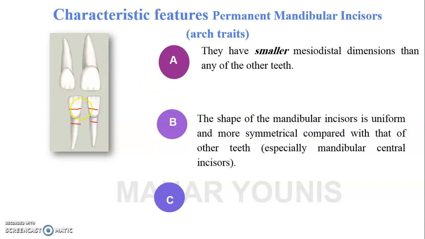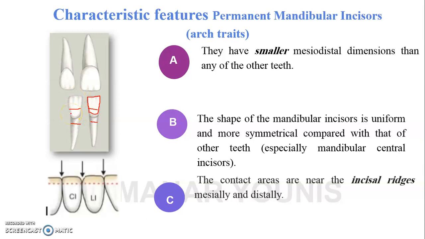Also, the shape of mandibular incisors is quite uniform and more symmetrical, as you can see in this figure, compared to other teeth. This mainly applies more to the mandibular central than to the lateral. Another feature is that their contact areas are usually located in the incisal third, very close to the incisal edges. And the mesial and distal contact areas of the mandibular central incisors are usually at the same level, facing each other mesially and distally.